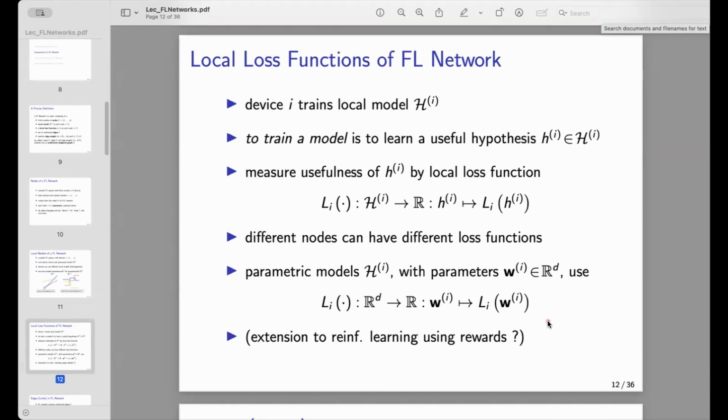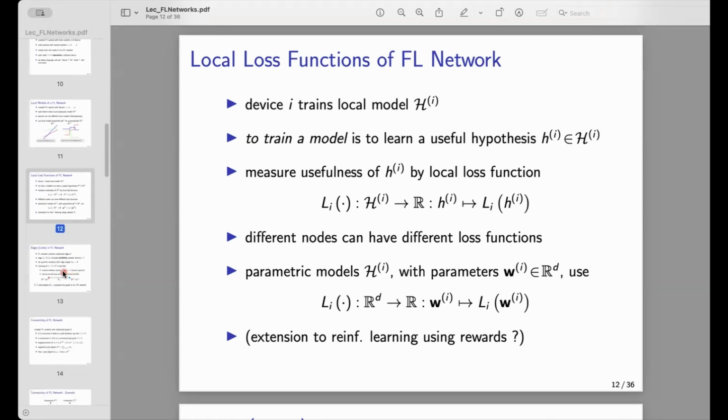We could also think about extending this setting to using rewards, which are a specific type of loss function useful for online or reinforcement learning settings. But this is beyond the scope of this course.